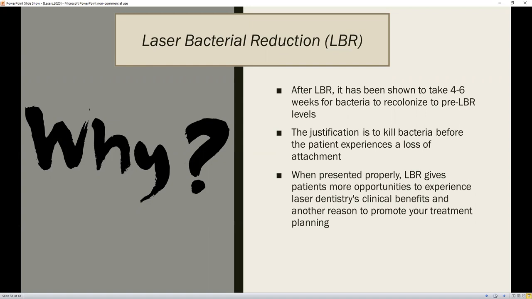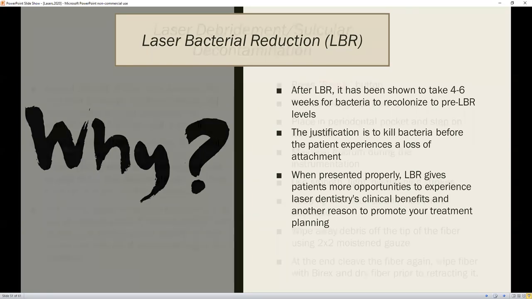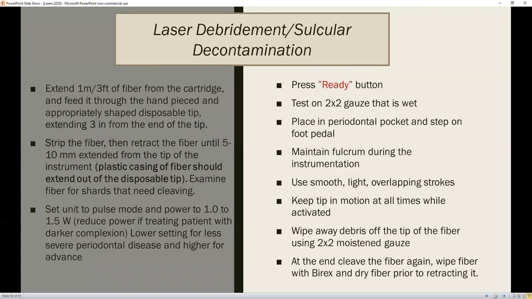So dentists who have these machines love hygienists to promote their technology by educating the patient on what they can have at their disposal. And then it's up to the patient whether or not they would like to take advantage of it.